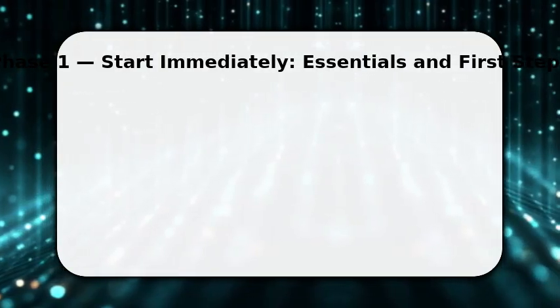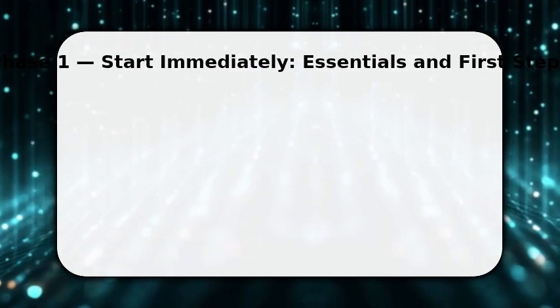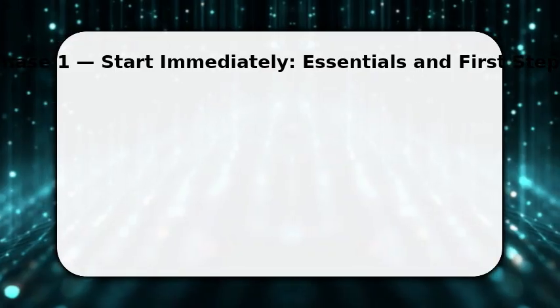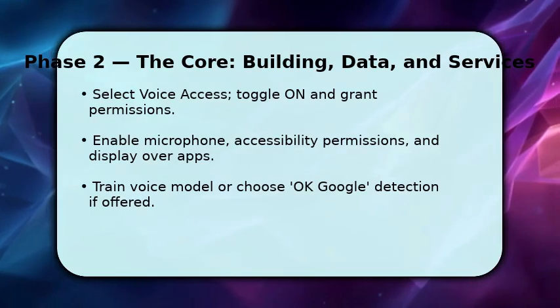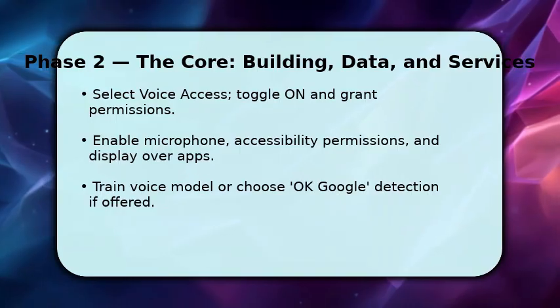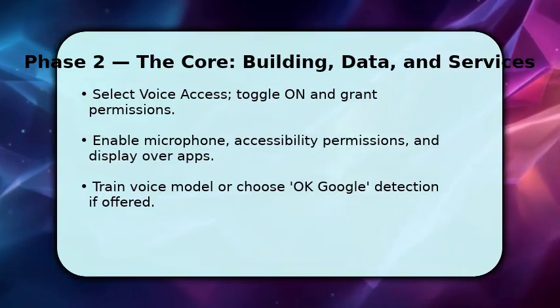You'll enable Voice Access by tapping it and switching the toggle on. Grant microphone and accessibility permissions when prompted. Once enabled, make sure Display over Apps permission is allowed so voice commands work across apps.